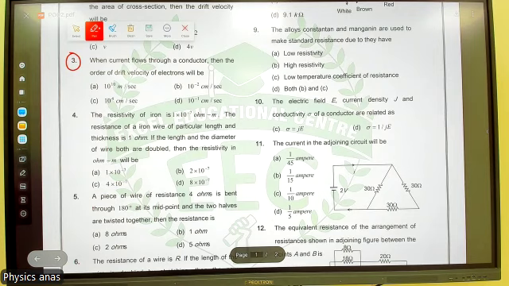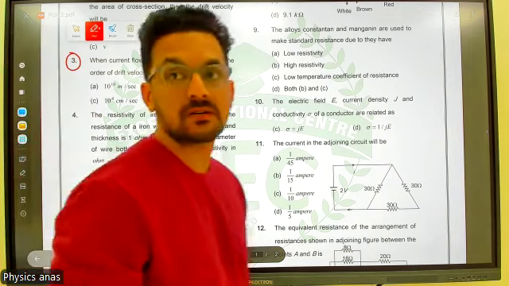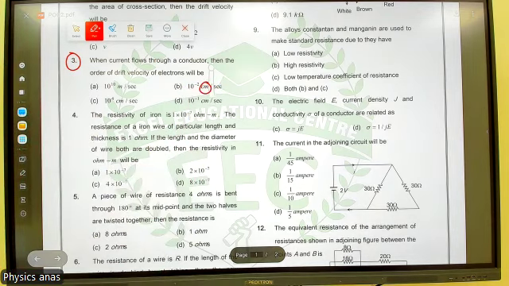Found it? Got it? You have to remember something very small. You may have studied that in meter per second. We have studied that in meter per second. So what is the answer? Is the first one the answer?